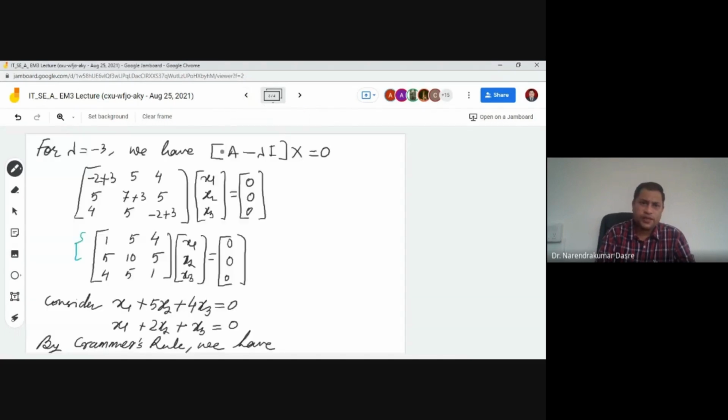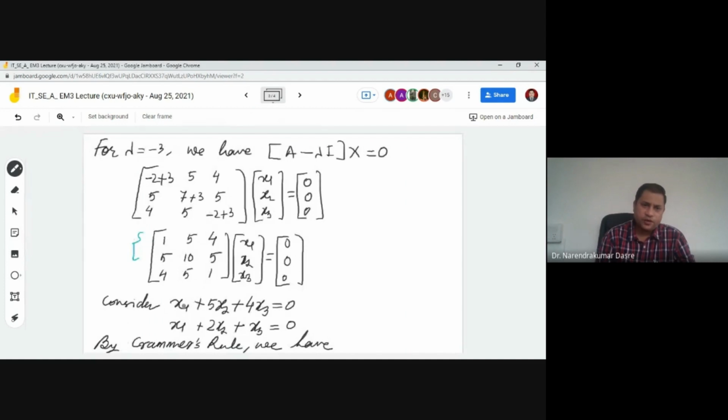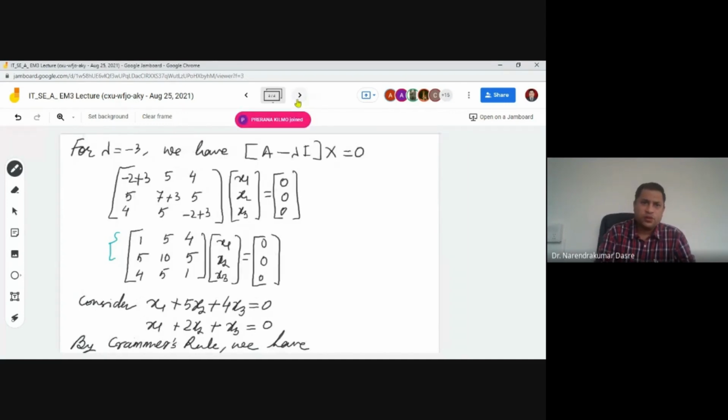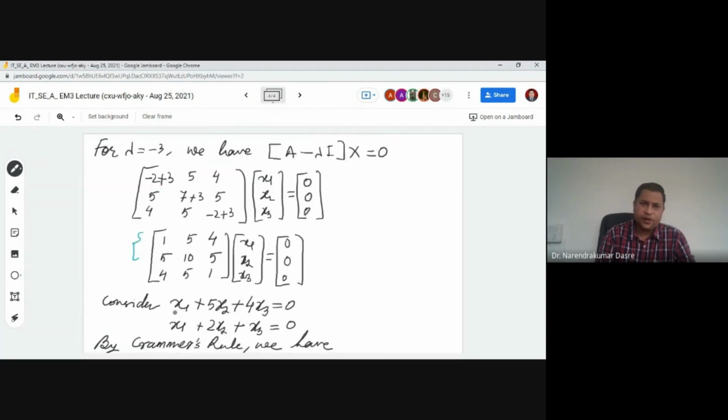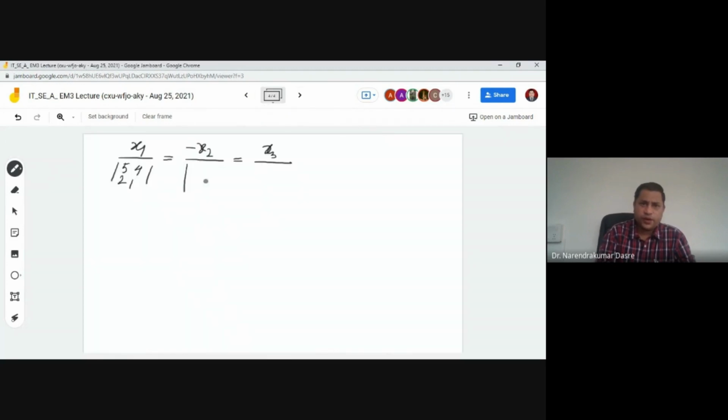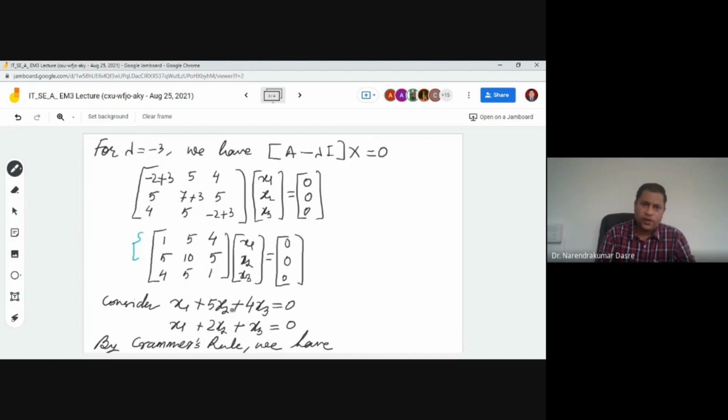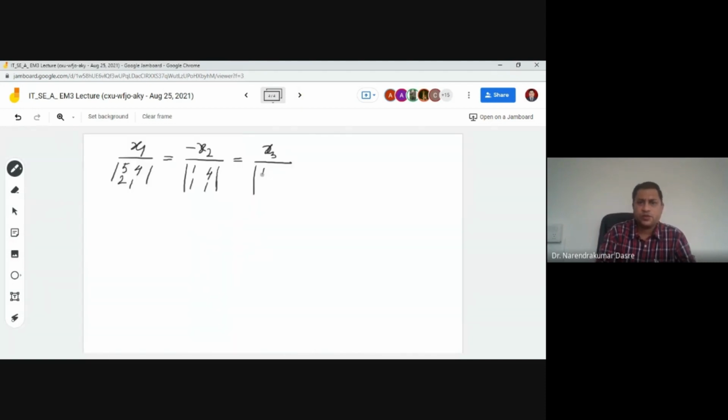So what is the x1 you will be having? The first column we have to remove because we are considering x1. So it is 5, 4, 2, 1. Here we have the determinant 5, 4, 2, 1. And now what is the determinant for x2? 1, 1, 4, 1. And then for x3, 1, 1, 5, 2. Now it is easy to find these determinants.